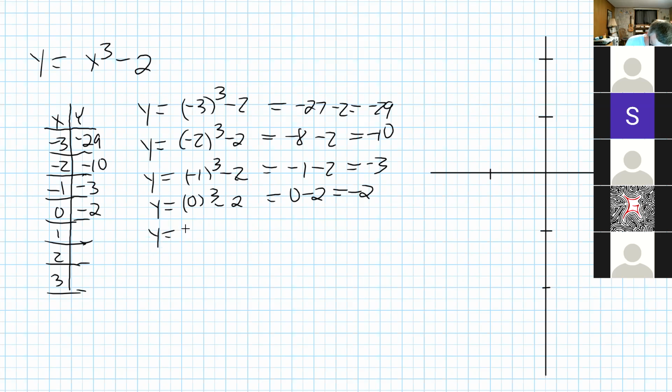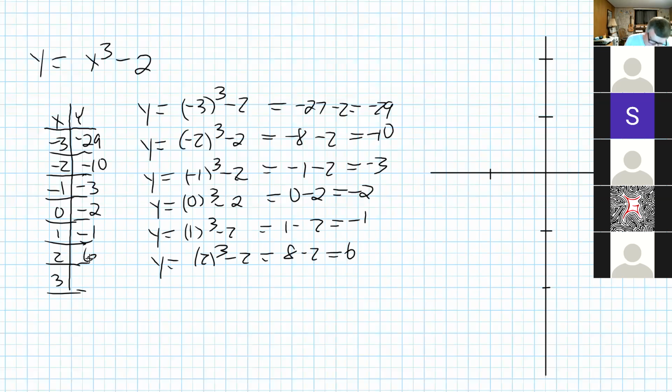If x is 1, y equals 1 cubed minus 2, which is 1 minus 2, which is negative 1. If x equals 2, y equals 2 cubed minus 2, which is 8 minus 2, which is 6. And if x is 3, y equals 3 cubed minus 2, which is 27 minus 2, which is 25. Well, I've got a couple of options. I could redo my graph. I could change my scale. I'm not going to do either one of those things. I'm just not going to bother graphing these 2 points, so that I can fit it all on the grid that I made here.